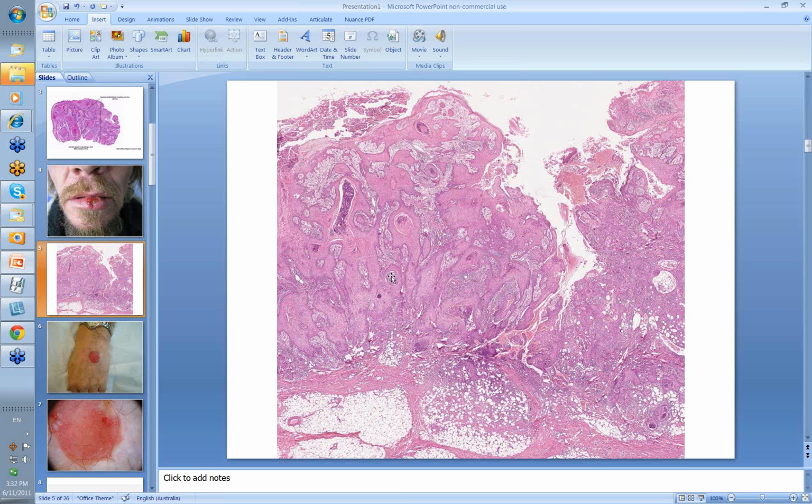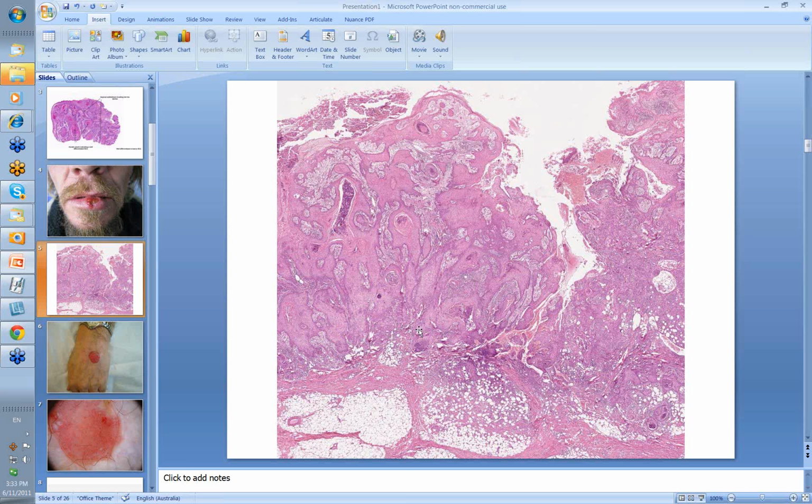The epithelium, when you look more closely at it, will show atypia of the keratinocytes. There will be nuclear atypia as well, variation in the size and shape of the nucleus, and you may well find mitoses in this. And the less differentiated an SCC is, the more mitoses and the like you're in fact going to see.